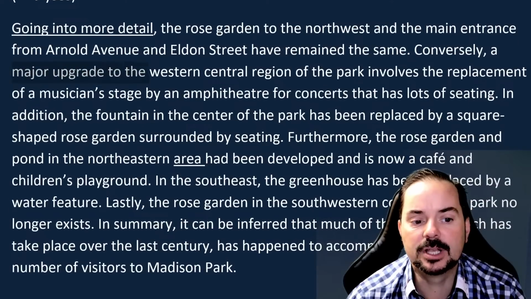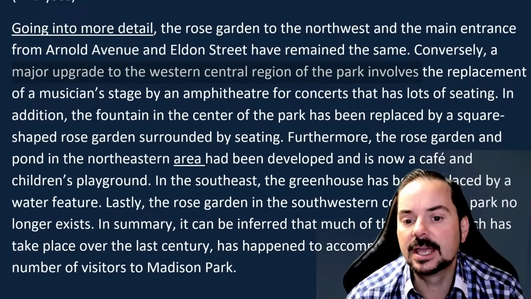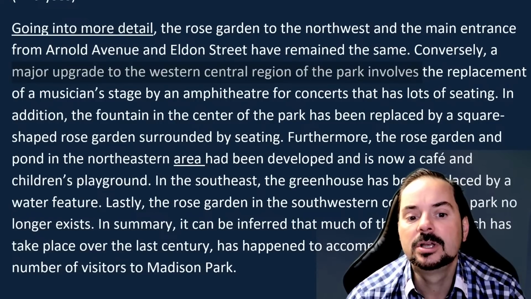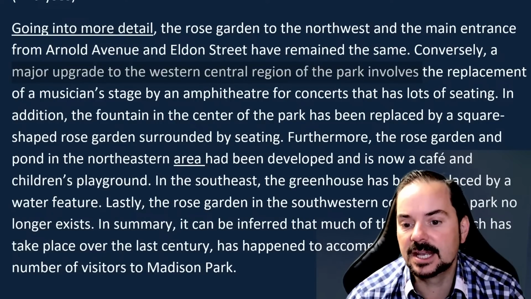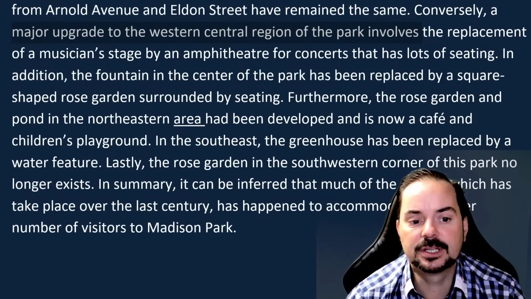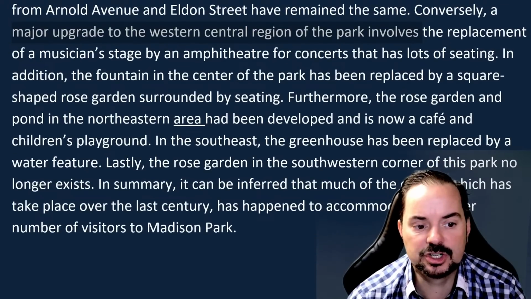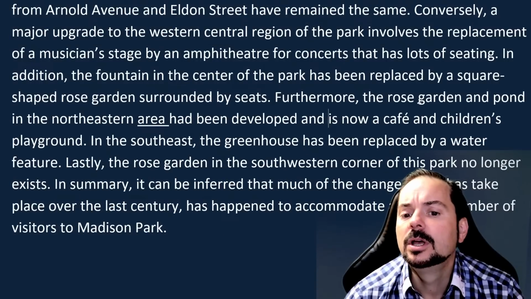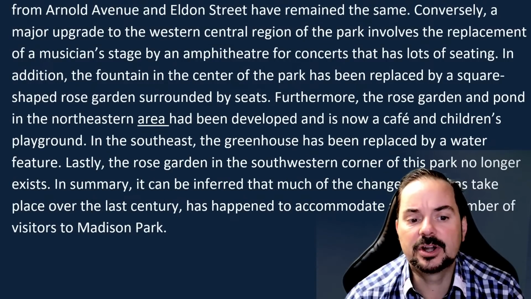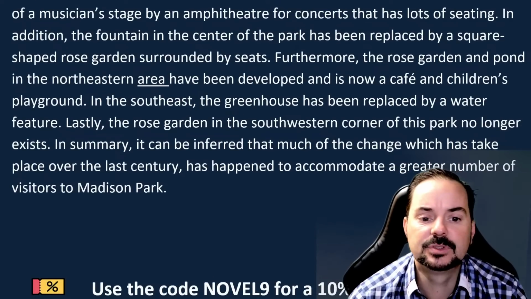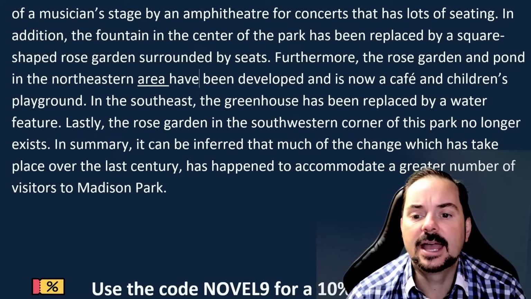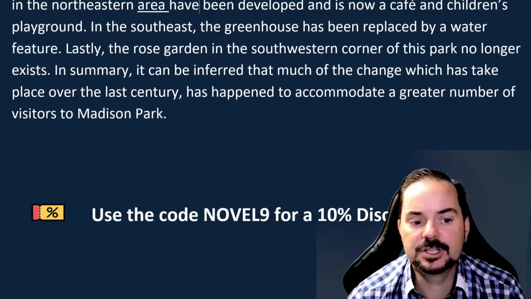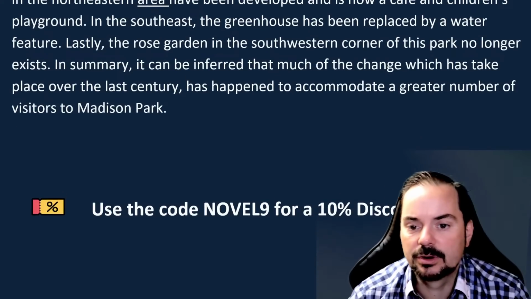Conversely, a major upgrade to the western central region of the park involves the replacement of a musician stage by an amphitheater for concerts that has lots of seating. In addition, the fountain in the center of the park has been replaced by a square-shaped rose garden surrounded by seats. Furthermore, the rose garden and pond to the northeastern area have been developed and is now a cafe and children's playground. In the southeast, the greenhouse has been replaced by a water feature. Lastly, the rose garden in the southwestern corner of this park no longer exists.